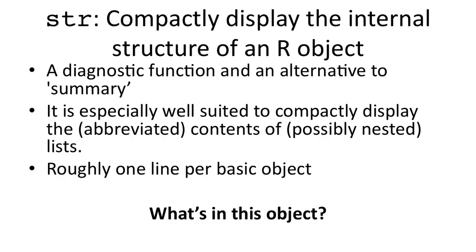And its goal is to produce roughly one line of output per basic object. For example, if you give it a simple object like a vector, it'll give you one line of output back. It'll print it to the console. And so the basic goal of str is to answer the question, what's in this object?